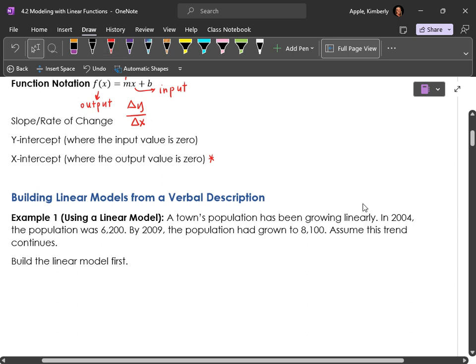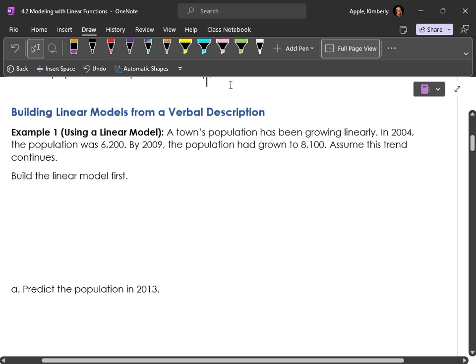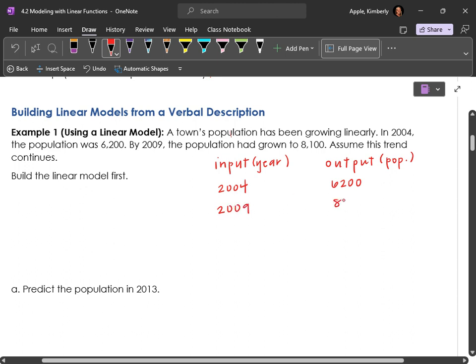So first thing, example number 1, if we're looking at a town's population, and we know that in 2004, the population was 6,200. 2009, it had grown. So let's figure out the input and output so we can build our model. So input of the year 2004, we have an output of 6,200 for the population. So this will be year, and this will be population. And so this will be in 2009, we had 8,100.